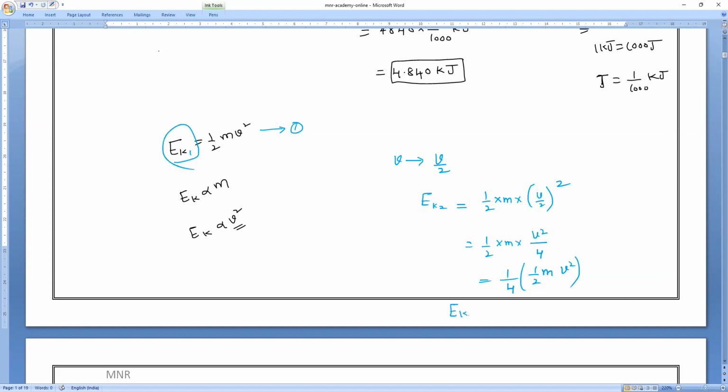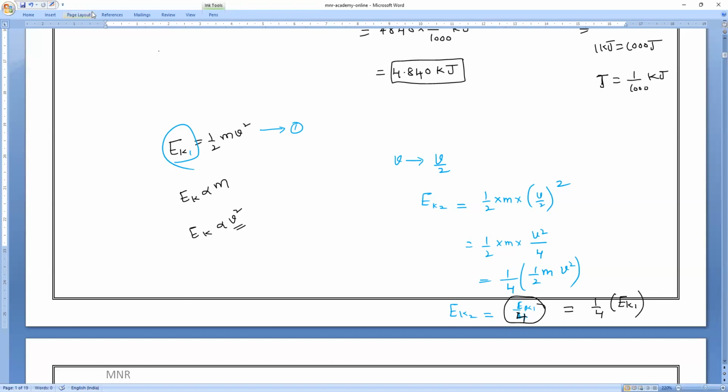So what is the final kinetic energy? Everybody? EK1 divided by 4, meaning the initial kinetic energy is reduced four times. So it becomes 1 by 4 times of EK1. That is the answer. So EK1 divided by 4. Do you all understand, everybody?